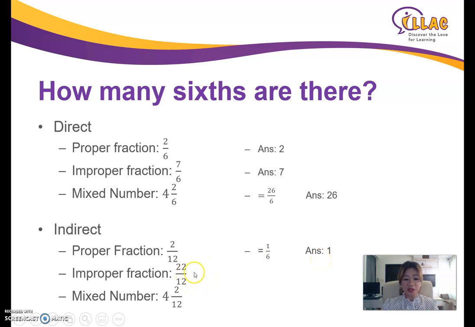What must you do? Divide by 2, divide by 2, you get 11 over 6. Therefore, how many 6s are there? 11. Am I going too fast? In order to get 6, you need to divide by 2. And you do the same for the numerator. That's how you get 11.